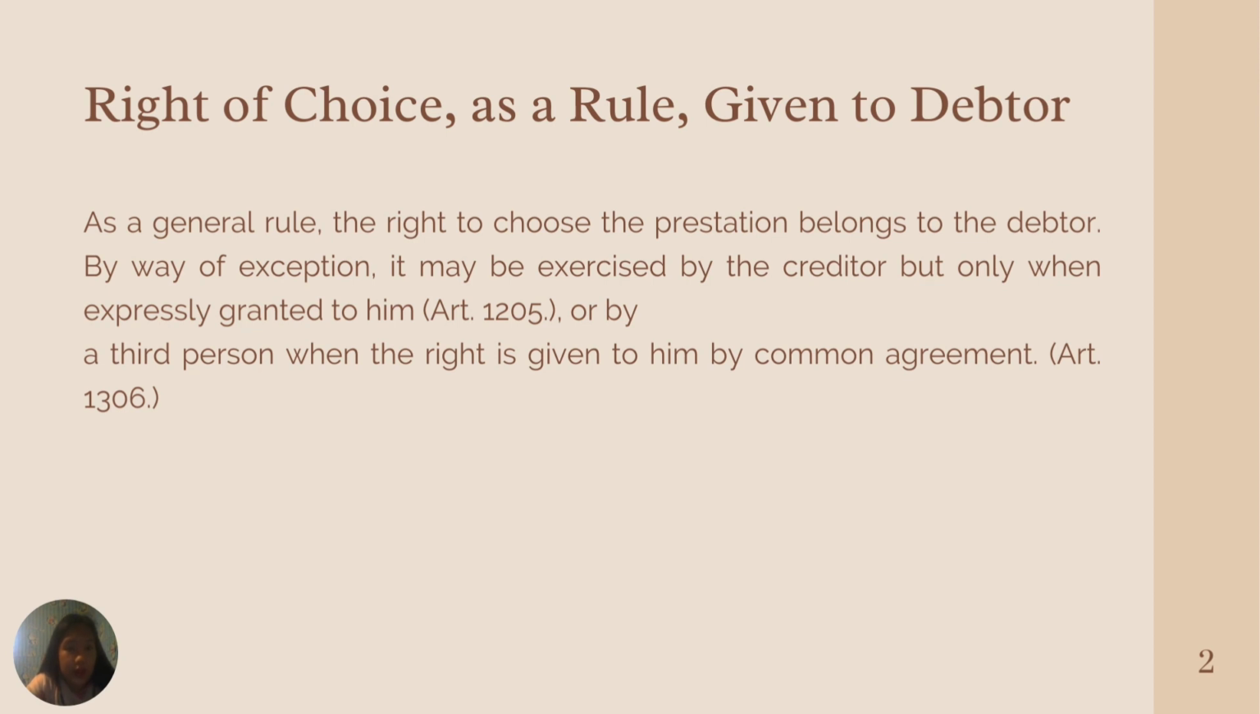When the right of choice is, as a rule, given to the debtor, as a general rule, the right to choose the prestation belongs to the debtor. It does not belong to the creditor. By way of exception, it may be exercised by the creditor, but only when expressly granted to him, according to Article 1205, or by a third person when the right is given to him by common agreement, according to Article 1306.